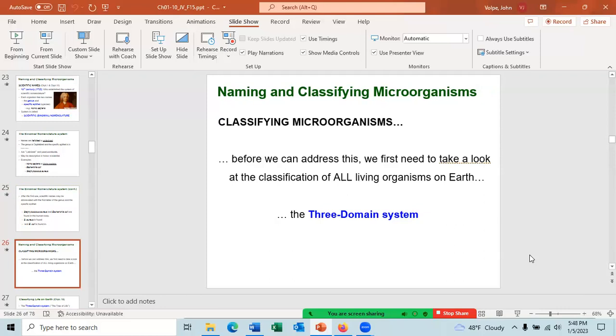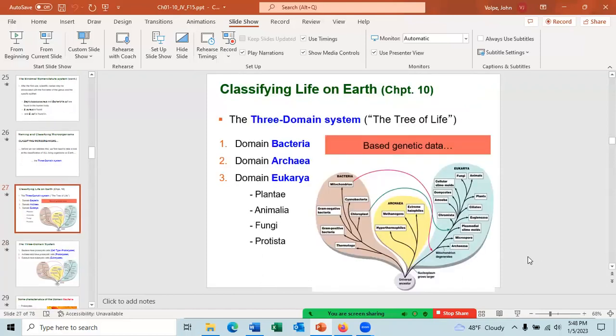Now let's talk about the classifying of microorganisms. And in a sense, we're going to talk about the classifying of all organisms. We first need to look at the classification of all living things on the planet Earth. So we have all living things, and the first classification underneath all living things would be the 3-domain system. When we actually look at life, we see that it has 3 different types or 3 domains. There is domain bacteria, domain archaea, and domain eukarya.